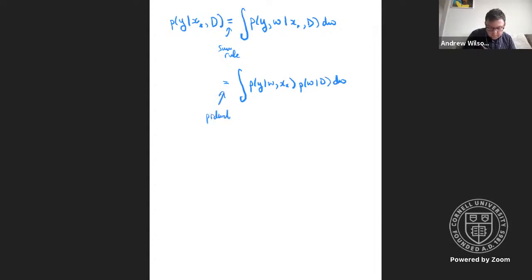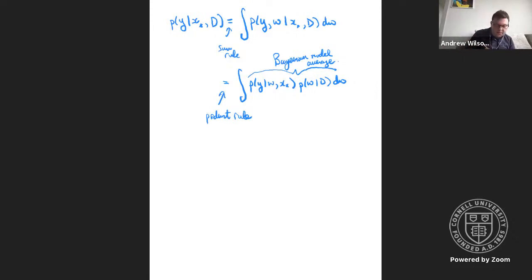So this is the product rule. And this here is called a Bayesian model average. And it's very important. So what it's saying is, rather than use just a single setting of the parameters w in this functional form that we've specified, what we really want to do is use every possible setting of the parameters to make predictions, and then weight those by their posterior probabilities.